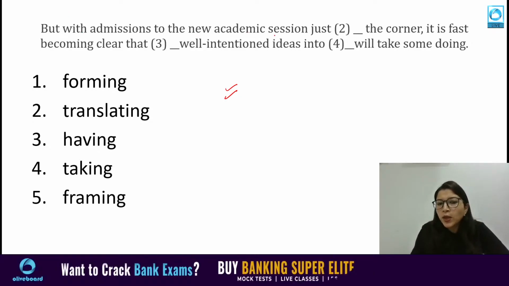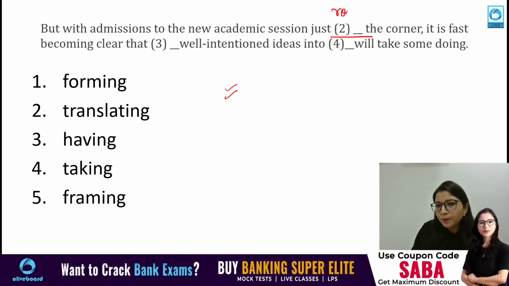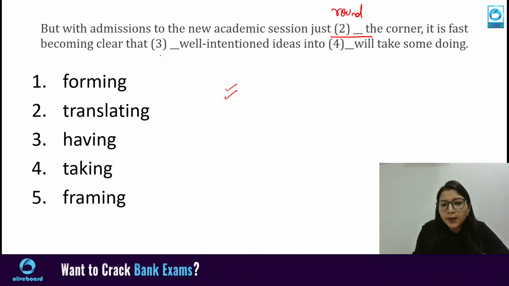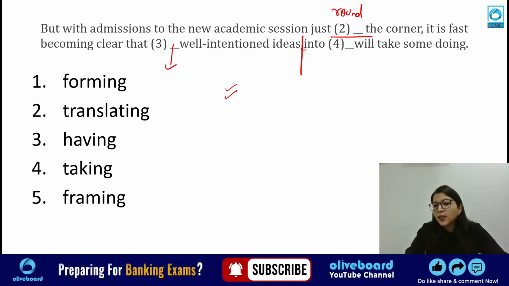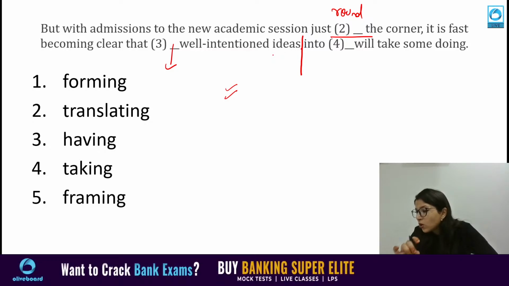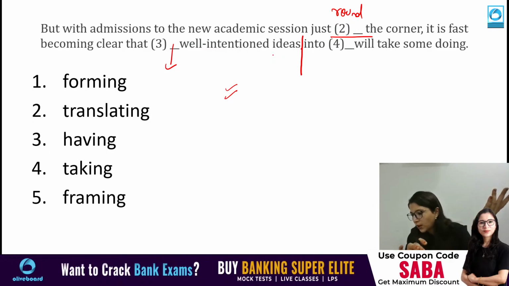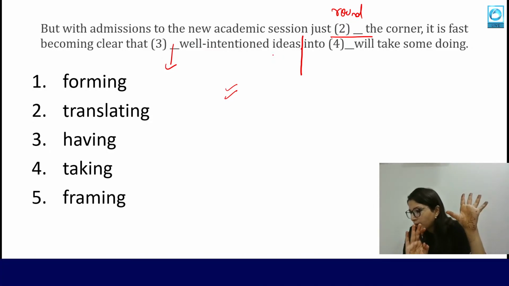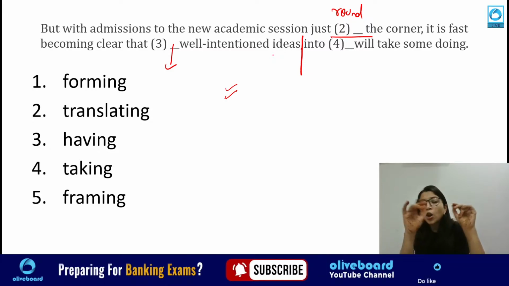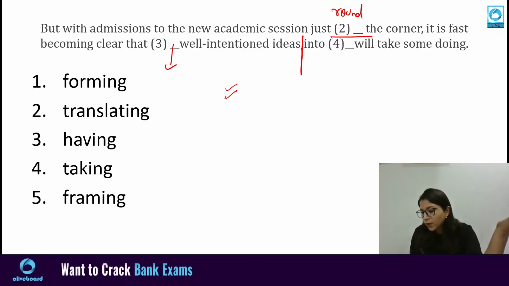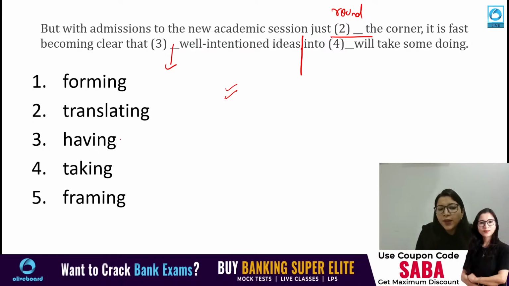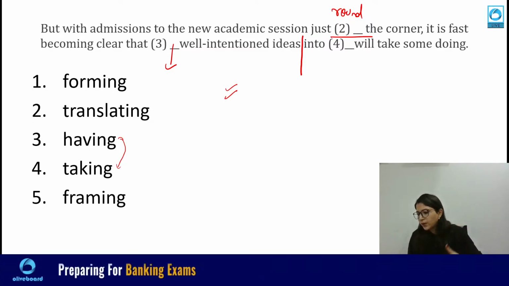But with admissions to the new academic session just round the corner, it is fast becoming clear that well-intentioned ideas. Listen, here the sentence does not end on ideas. If it ended on ideas, then you could say forming. Yes, of course, all are similar. Forming ideas or framing ideas. If it were only about forming ideas, we could have used forming and framing both. Having is for taking something. So having and taking both carry the same meaning. Having, we can say for food also, and taking also we can use.